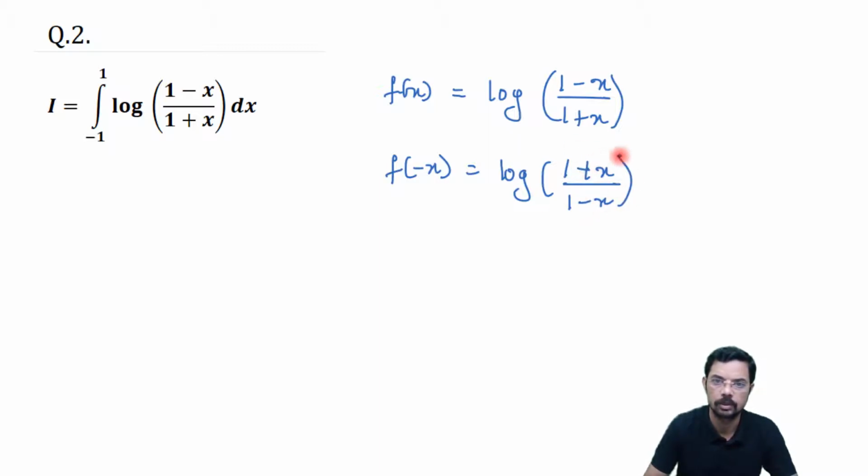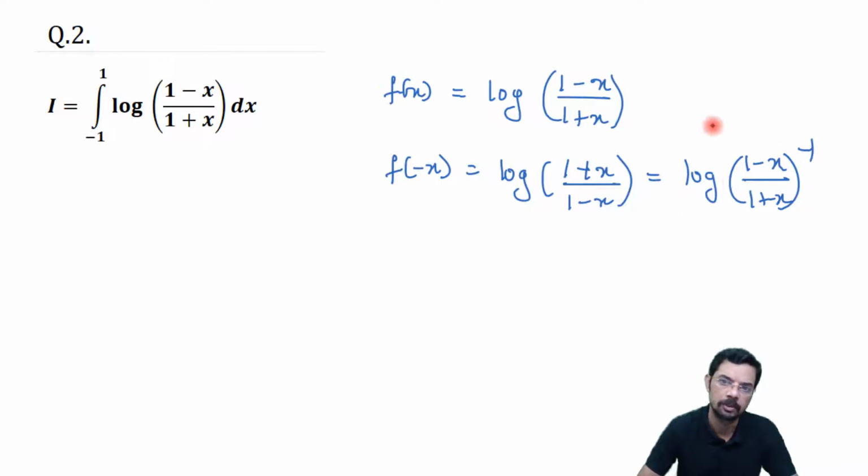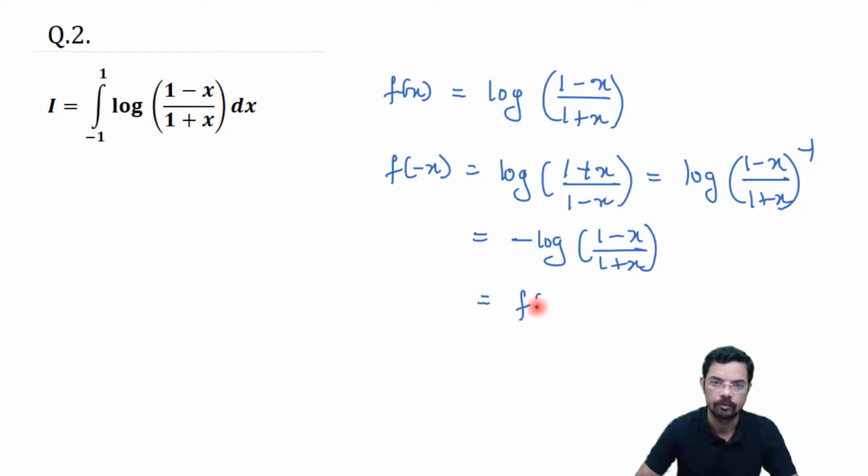We can take the reciprocal and write minus 1 as the power. So this can be written as log of 1 minus x divided by 1 plus x, the whole raised to minus 1. Now by the property of log, minus 1 can be taken in front, so it can be written as minus of log of 1 minus x by 1 plus x. And this is f of x with a minus sign. So f of minus x is again minus of f of x. Therefore f is odd.